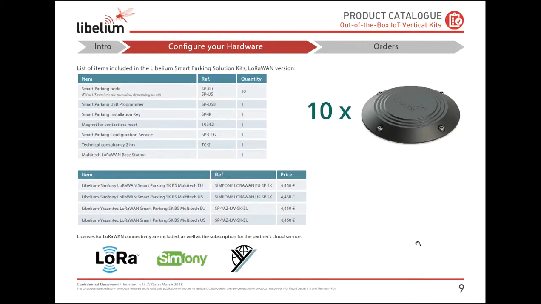And then we have the LoRaWAN kit that we have done with our partner Symphony Mobile. It consists of 10 parking sensors, the installation kit consisting of the USB programmer, the key to use with the bolts, the magnet reset, the configuration service, and the Multitech LoRaWAN gateway. So with this, you would receive the sensors, the gateway, and the front-end software application done by Symphony, and everything configured. So that would be a 10 parking kit with this Symphony software application.